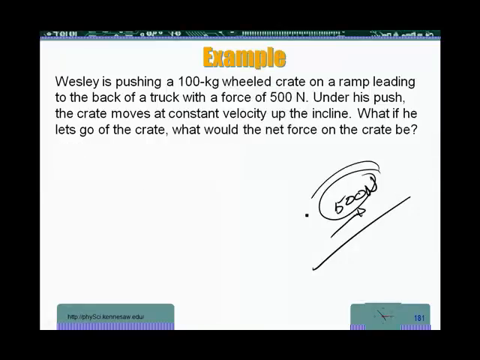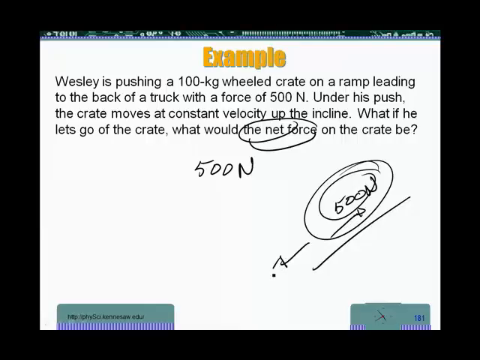Now that we removed this 500 newton push, that 500 newtons due to gravity is going to remain unbalanced. So my net force is then just 500 newtons in the forward direction, parallel to the incline. I got it wrong here. 500 newtons in the downward direction, parallel to the ramp.